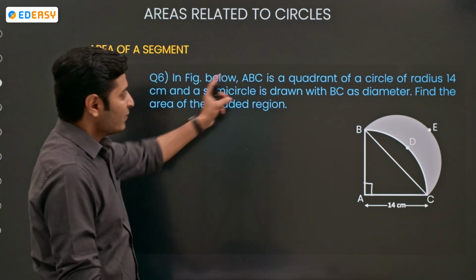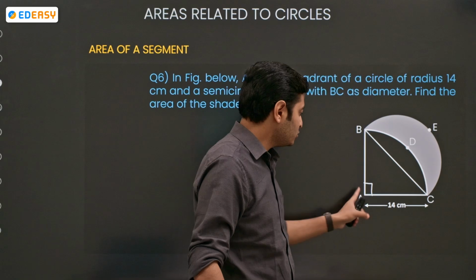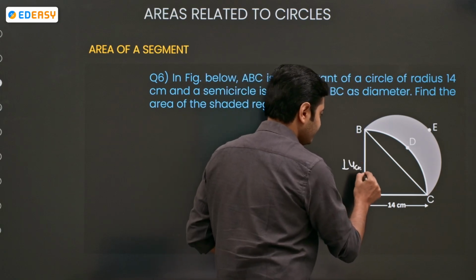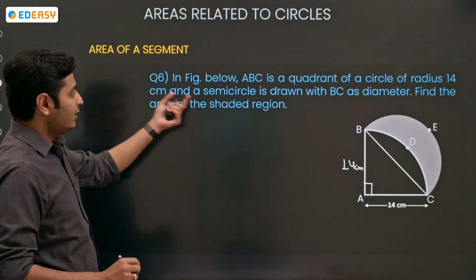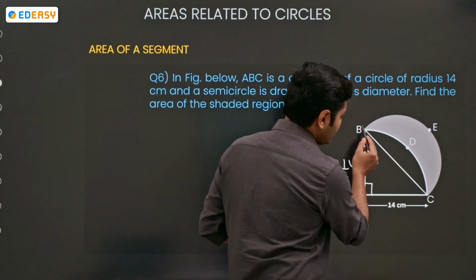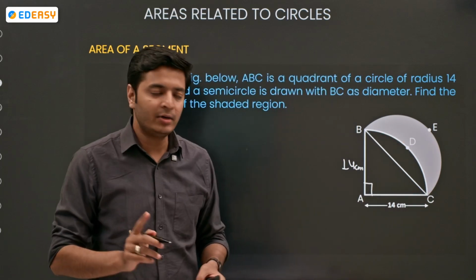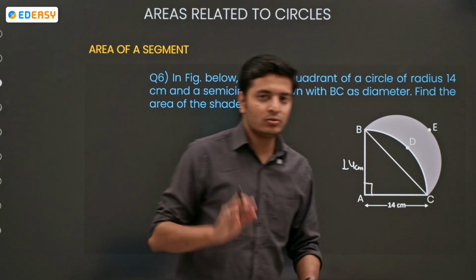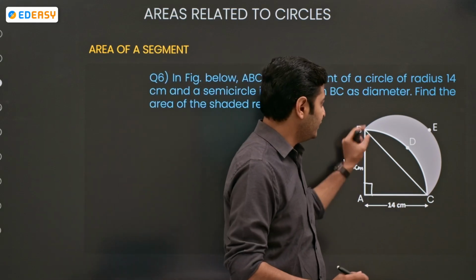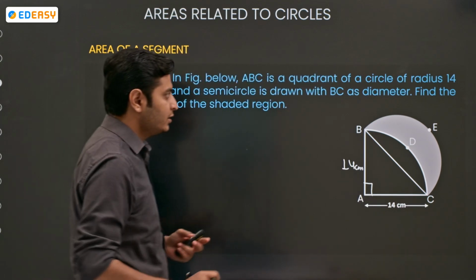Now the radius is given as 14 centimeter, so AC is 14 centimeter. AB is also 14 centimeter because they are radii of the same circle. A semicircle is drawn with BC as diameter. As you can see here, this is a semicircle, and its diameter is BC. Somehow we need to find the radius of this semicircle, because we need to find the area of this shaded portion, no? So how can we find the area of this shaded portion?